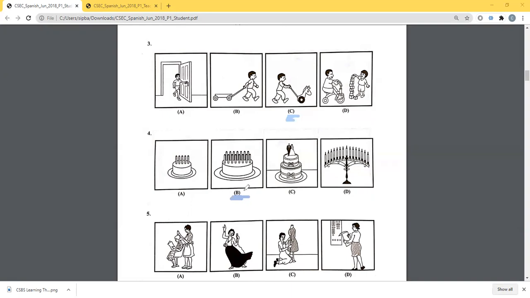La torta de la quinceañera es muy grande. The cake for the quinceañera, or the quinceañera cake, is very big. Obviously, this is not 15 candles. This is a wedding cake and this is a dreidel for Hanukkah.